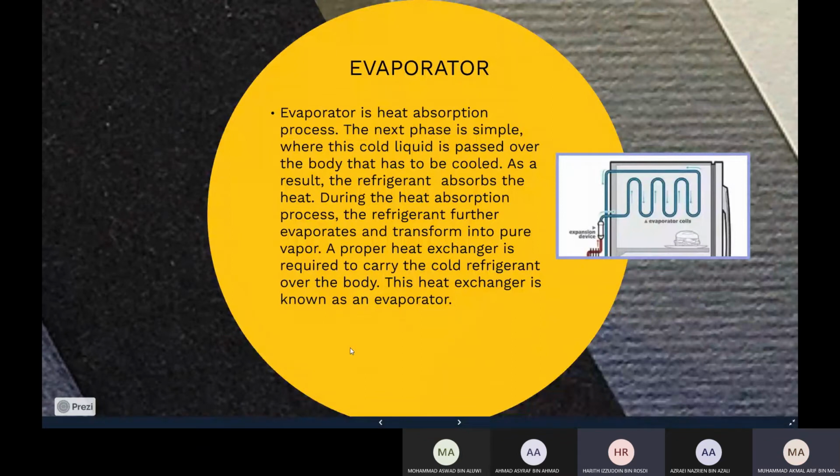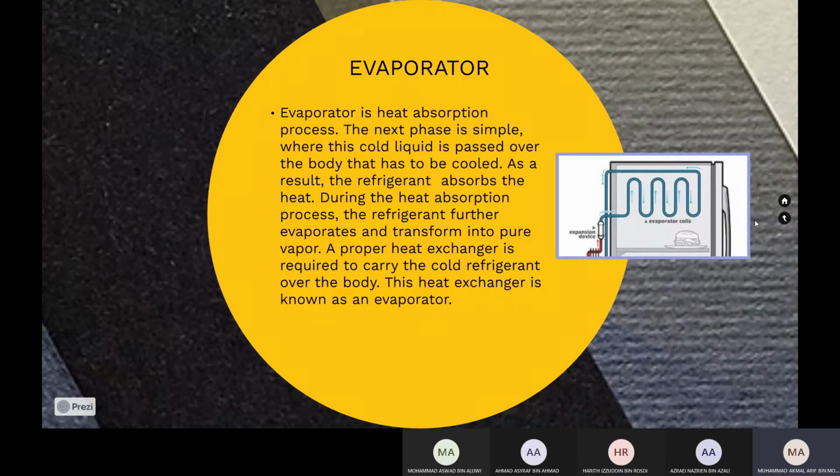Okay, hello. So the next thing is the evaporator. The evaporator is the heat absorption process. The next phase is where this cold liquid is passed over the body that has to be cooled. As a result, the refrigerant absorbs heat during the heat absorption process. The refrigerant further evaporates and transforms into pure vapor. A proper heat exchanger is required to carry the cold refrigerant over the body. This heat exchanger is known as an evaporator.